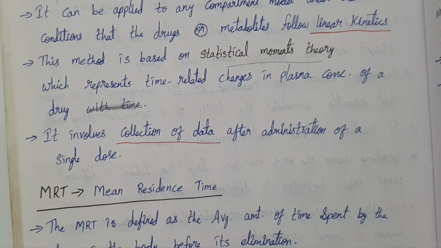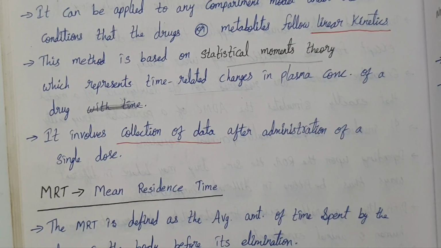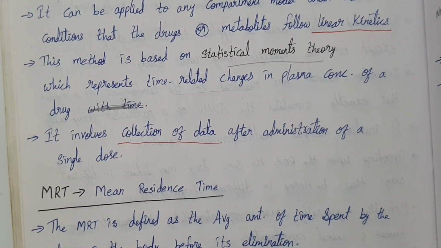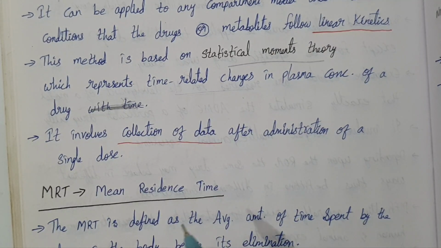This model is very flexible, okay? It can be applied to any compartment as long as the drug and the metabolite follows linear kinetics. It is based on statistical moment theory. It gives us information about how long the drug stays in the body.